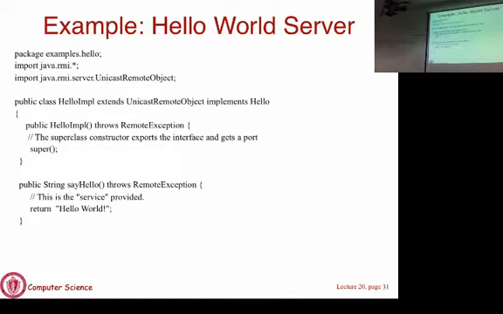Okay, that was the interface. This is the implementation. So basically you say this is the implementation of hello. And as I said, you basically have to extend this UnicastRemoteObject, and that's basically the functions that allow you to implement RMIs in Java. It doesn't do much.